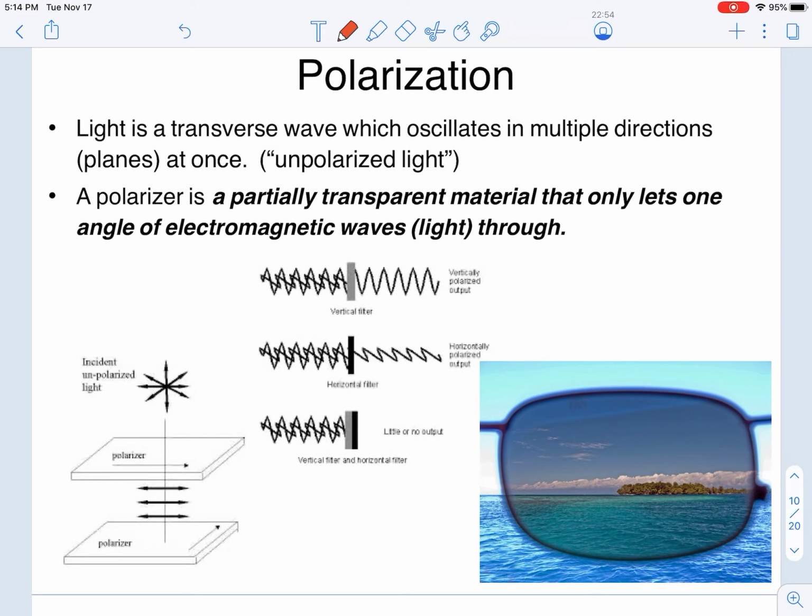Okay, so now we're going to talk about light and how we see light in a little bit more detail. So polarization is a process of filtering light. Light, remember, is energy. So it is active. It is oscillating magnetic and electric fields.